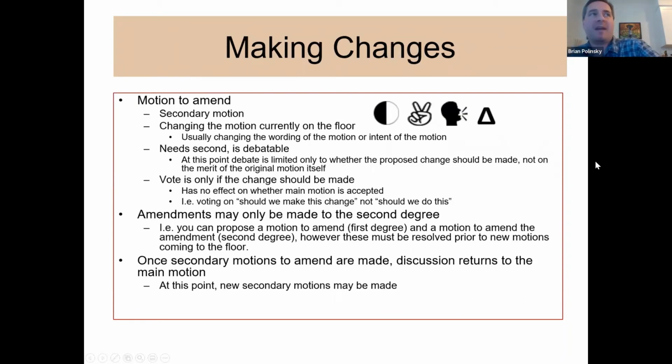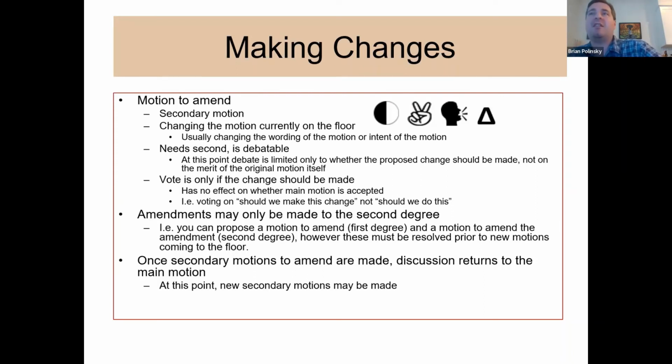So when someone has made a main motion, someone else on the body has the right to make a motion to amend that main motion. This is considered to be a secondary motion, and it's a motion to change the motion that is currently on the floor. Someone needs to mute. All right. Usually that involves changing the wording of the motion or the intent of the motion.